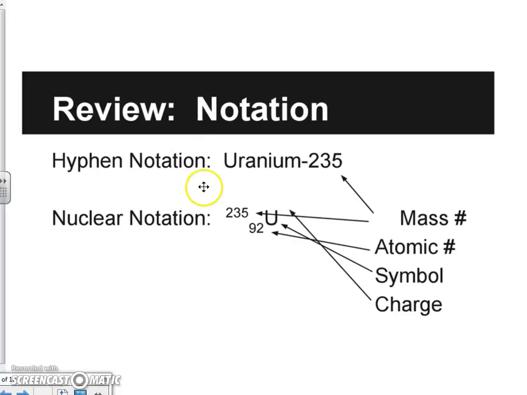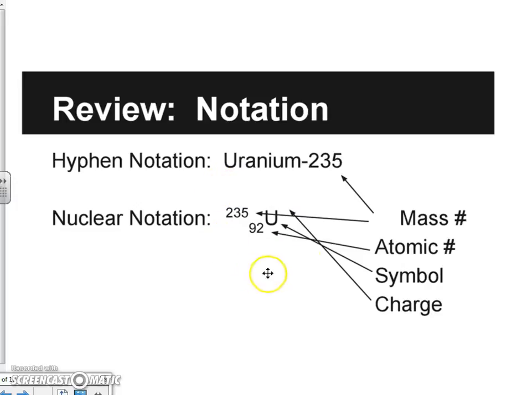A little review on notation. A couple of things you're going to see a lot of. One, hyphen notation: element name, mass number. The other one, since this is nuclear chemistry, is nuclear notation: mass number up top, atomic number on bottom, symbol afterwards. This is what you want to see.